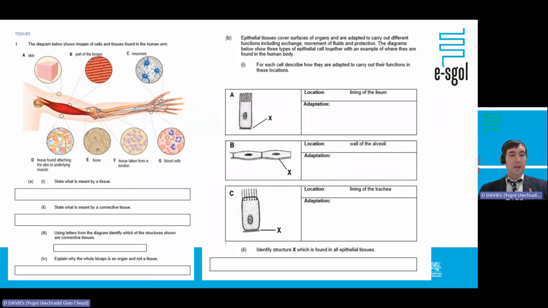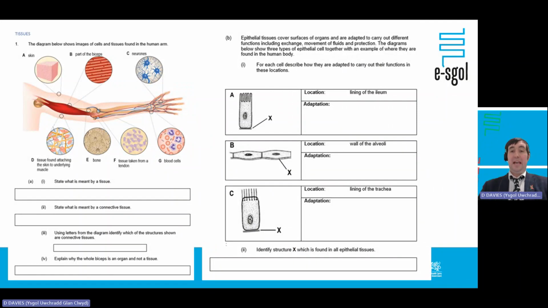Letters from the diagram, which structures shown are connective tissues? Okay, so there may be more than one, just saying. So you need to choose a letter there. Explain why the whole of the bicep is an organ and not a tissue. So again, you need to know the difference between an organ and tissues here. Okay, so bicep, obviously it's not just muscle, is it? There are other things involved, aren't there?